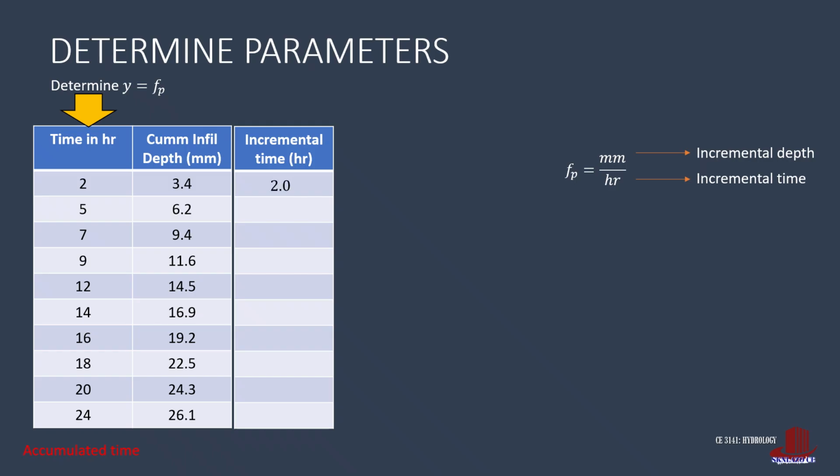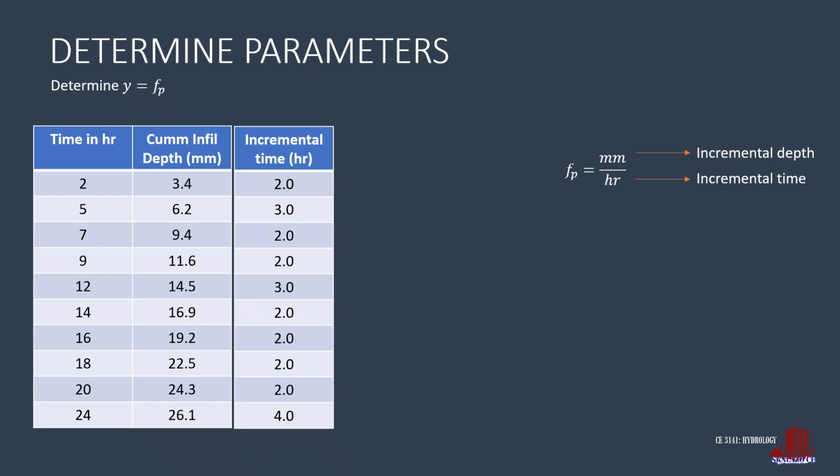The first is taken as 2 less 0, which is 2. The next increment is 5 minus 2, which is 3. 7 minus 5 is 2. 9 minus 7 is another 2. But 12 less 9 is 3. There is also 14 less 12, giving 2, followed by 16 less 14, which is 2 again. Then 18 less 16 is 2, with 20 minus 18 giving 2. Then the last is 24 minus 20, which is 4. This is the denominator, incremental time in hours.